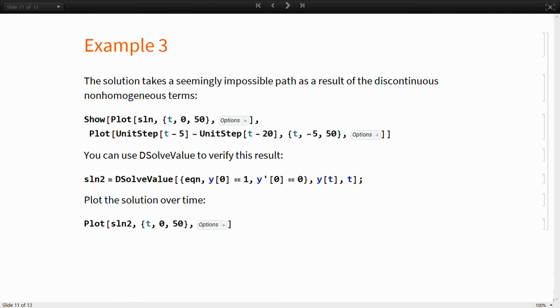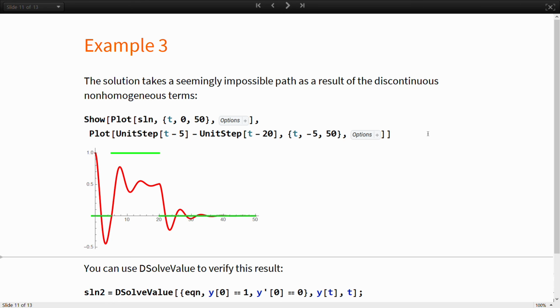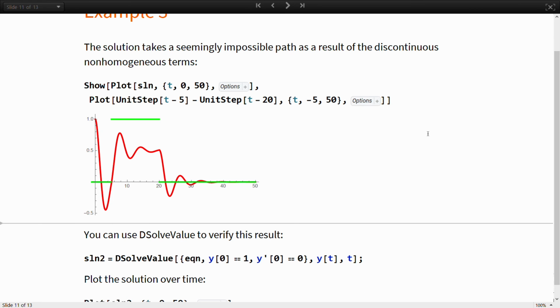Now that we have the solution, plot it along with the non-homogeneous term to see the interesting path that it takes. We can see that the solution has a damped oscillatory pattern when t is less than 5 and when t is greater than 20. The function oscillates between 5 and 20 as well, but there is an abrupt jump in the function.